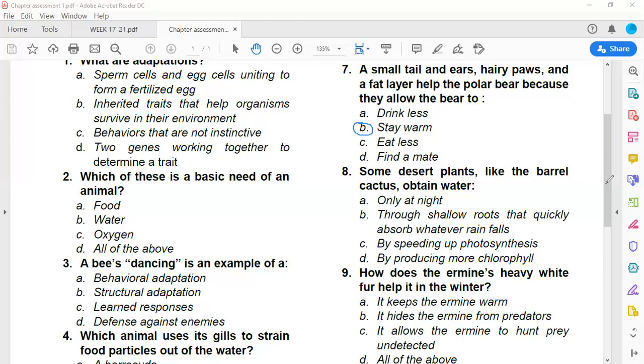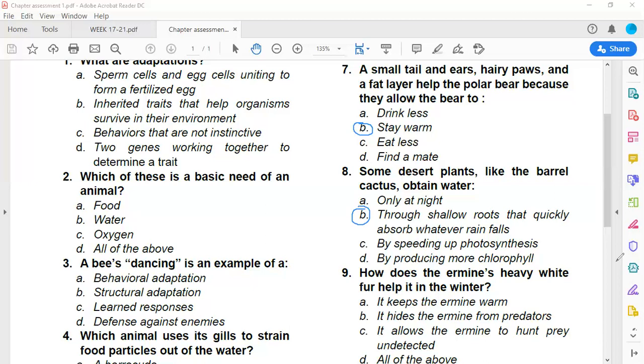All right. Number 8, some desert plants like the barrel cactus obtain water: letter A, only at night; letter B, through shallow roots that quickly absorb whatever rain falls; letter C, by speeding up photosynthesis; letter D, by producing more chlorophyll. It is letter B. This type of cactus has a type of shallow roots that help the cactus to absorb whatever rain falls.